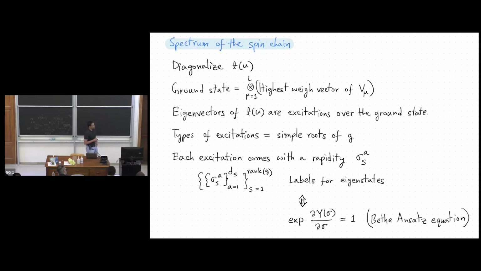And for excitations, we can kind of color them, or say that there are different types of excitations. These types correspond to the simple roots of my Lie algebra, which is the symmetry of the spin chain. And each excitation will come with a rapidity, which is kind of like a momentum. So I have a spin chain, I'm creating some excitation, and this excitation, roughly speaking, moves with some speed along the spin chain, and that information is captured by some complex number.